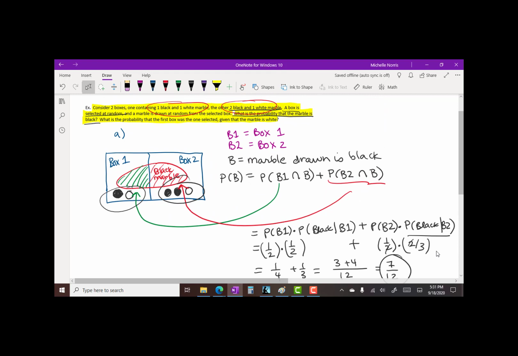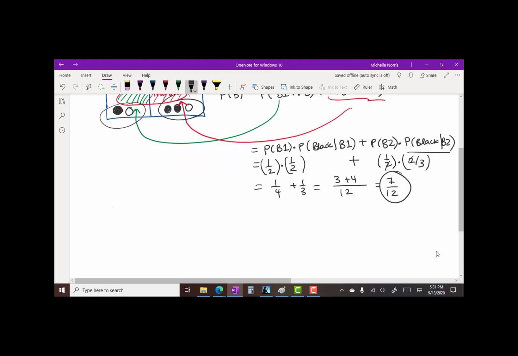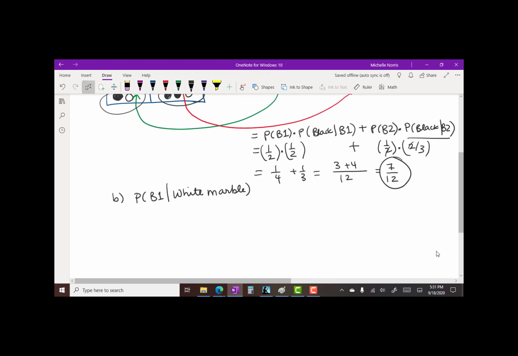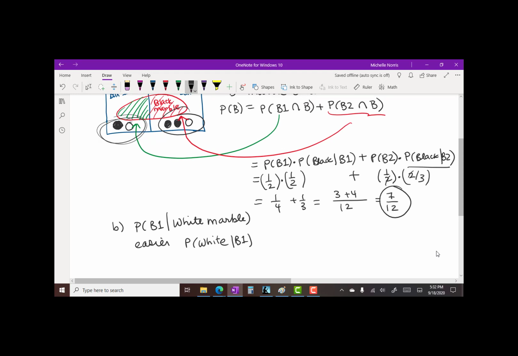Okay, the second question says, what is the probability the first box was the one selected given that the marble is white? So this is the probability of B1 given white. So let's do part B. The probability of box 1 having been selected given that the marble is white. So this is a Bayes' theorem question. Notice it is much easier to calculate the reverse probability, the probability of a white marble, given that you know you're in box 1. We know in box 1 there's a black and a white marble, so that probability would be half and be much simpler.